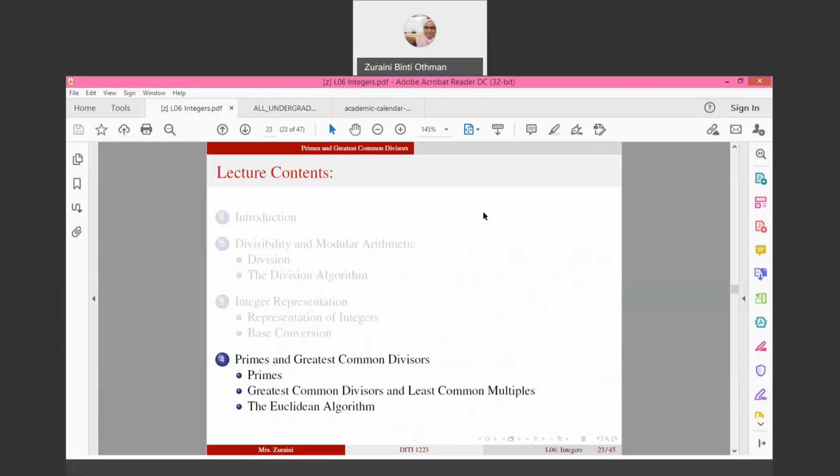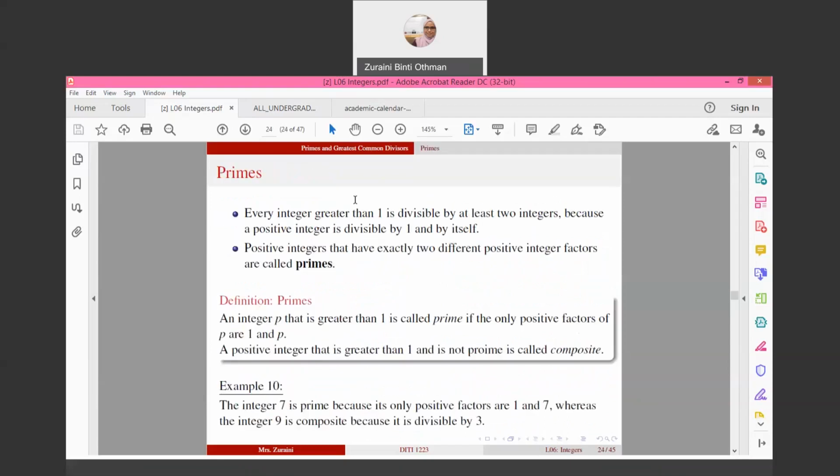Here, for prime and greatest divisor. So what is prime? Prime number. Okay, perdana, right? Every integer greater than 1 is divisible by at least 2 integers, because a positive integer is divisible by 1 and by itself. Positive integers that have exactly 2 different positive integer factors are called prime. An integer p greater than 1 is called prime if the only positive factors of p are 1 and p. A positive integer greater than 1 that is not prime is called composite.